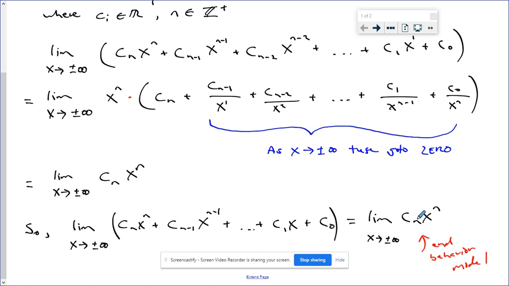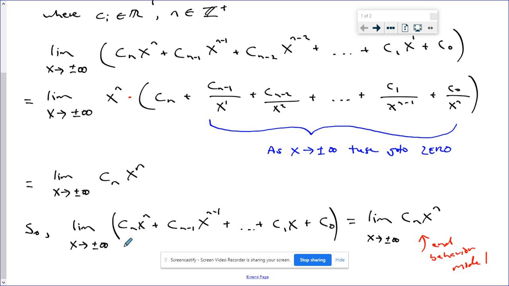Specifically, we call this the end behavior model, which makes sense because limits to infinity are talking about the extreme right end and extreme left end. So this function is going to model that behavior. More generally, the term of highest degree in a polynomial is going to be your end behavior model, and you're going to want to use that when you do the limit as x goes to infinity.